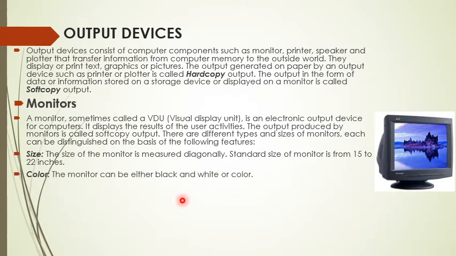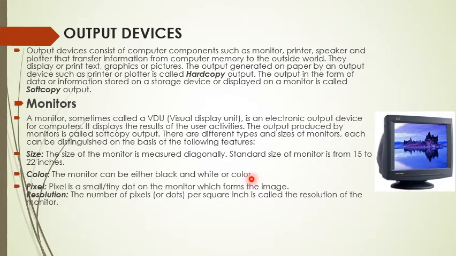Another category by which we distinguish monitors is color. Monitors come in either black and white or color form. The third one is pixel. What is a pixel? Pixels are small, tiny dots on a monitor which form the image. So these are small dots on a screen, and when these dots are combined, they make your image.